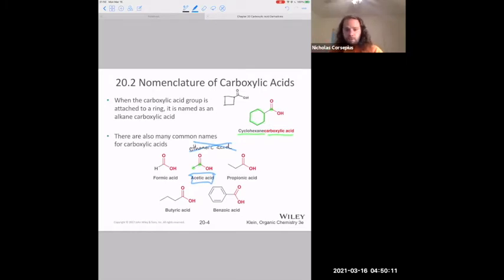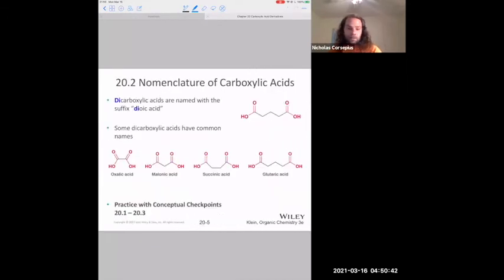There are some other ones: formic acid, propionic. Notice how this is not propanoic, but the common name is propionic. This is not butanoic, the common name is butyric acid. I have no idea why. They're very commonly used, but for the purposes of our course, we're going to stick to the IUPAC names, propanoic, butanoic, again with the exception of acetic acid. We just got to know that because it is so commonly ingrained.